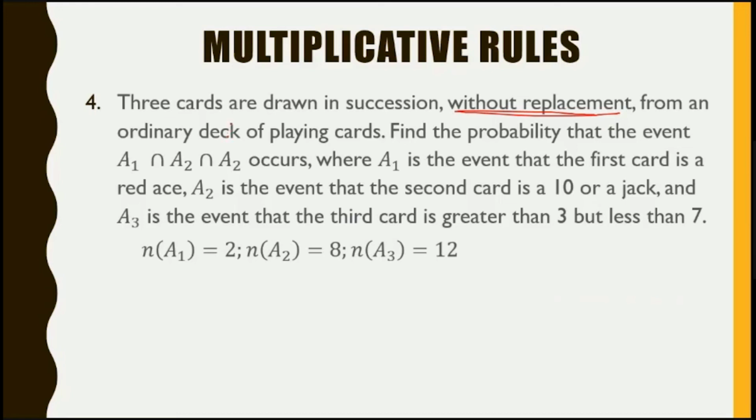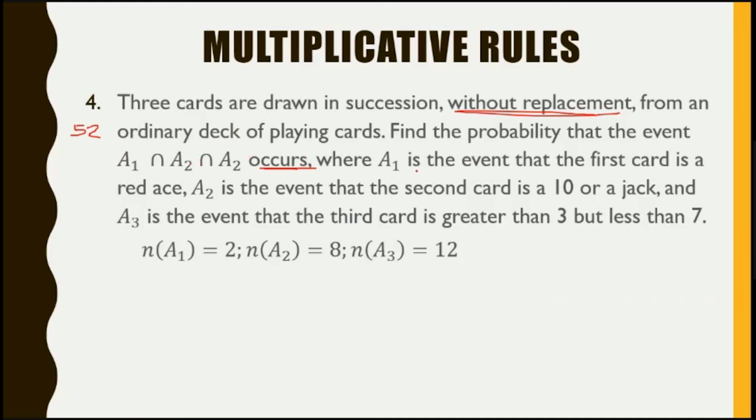From an ordinary deck of playing cards. You take note that in an ordinary deck of playing cards, there are 52 different cards. Then we have to find the probability that the events A sub 1, A sub 2, A sub 3 occur. We'll get the probability of the intersection of these three events. And what are these events?